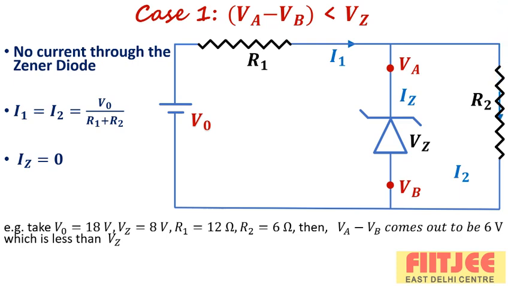Here, in this case, we are taking the voltage across the Zener diode to be less than the breakdown voltage. In this situation, the Zener diode works as an open circuit and the current flowing through this diode will be 0, that is IZ is equal to 0, and current I1 equals I2, which is equal to V0 divided by R1 plus R2. So for example, if we take these numerical values and compare with the Zener breakdown voltage, it comes out to be 6 volt, which is less than the breakdown voltage of the Zener diode.